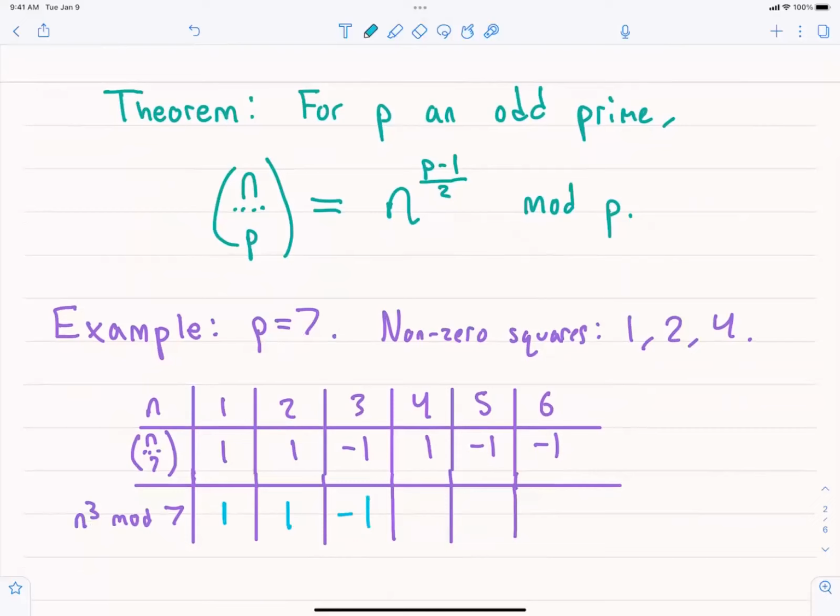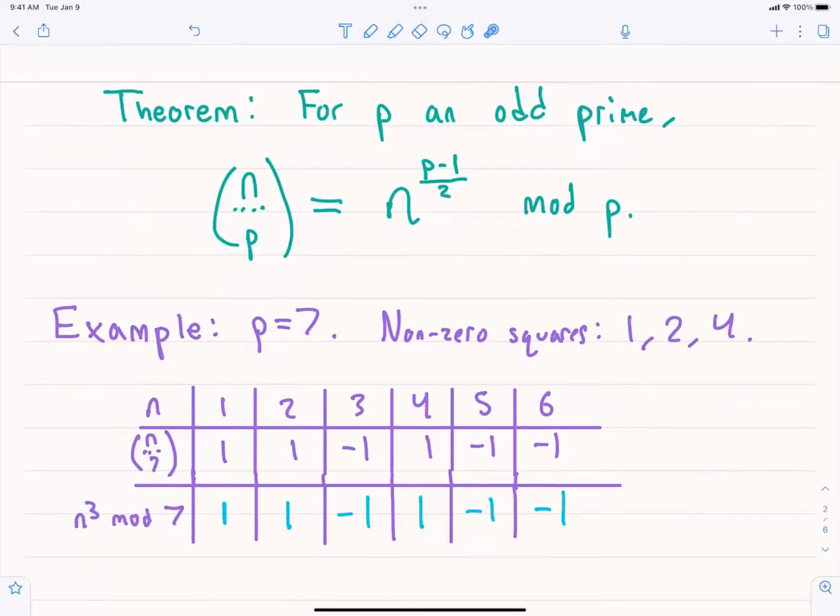And then you could keep on going. 4 cubed is 64, that's 63 plus 1, so this is 1. 5 cubed is 125, and now I'm starting to get pretty high, but you could keep on doing these on your own, and indeed you get -1 here and -1.